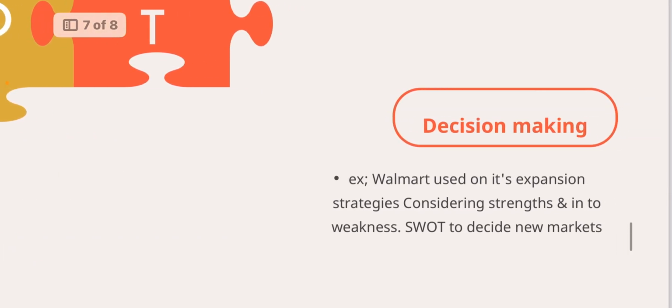And lastly, we have decision making. It helps to make better decisions based on a clear understanding of the company's situation. Okay, for example, Walmart used SWOT to decide on its expansion strategies.